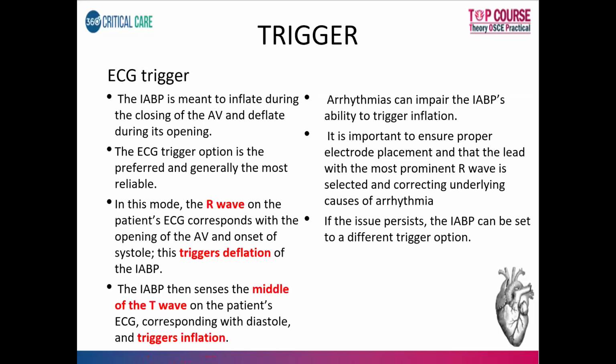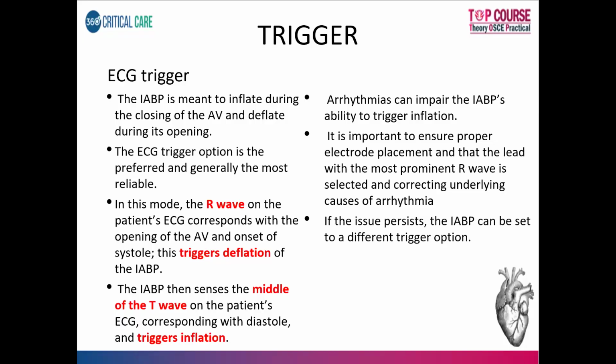Okay, so what you need to understand is the R wave triggers the deflation, and the middle of the T wave triggers inflation. So the inflation is during diastole, and the deflation is during systole. So when the patient is having systole, the blood has to come out of the LV and go into the systemic circulation. So you need to have the balloon deflated, which causes augmentation of systemic perfusion.